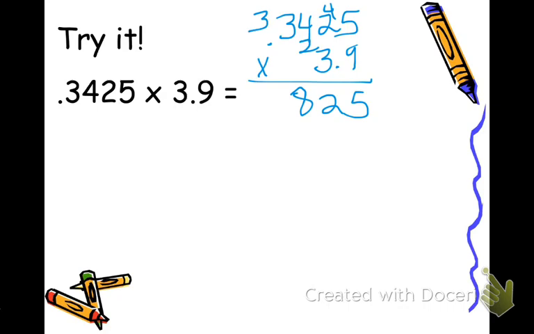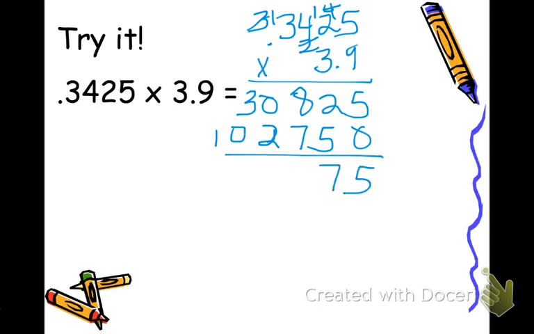And 9 times 3 is 27. And I'm going to add 3 to that to give me 30. Placeholder 0, getting rid of my extras. 3 times 5 is 15. Carry the 1. 3 times 2 is 6, plus 1 is 7. 3 times 4 is 12. Carry the 1 there. 3 times 3 is 9, plus 1 is 10.